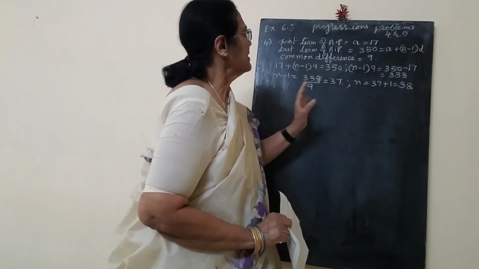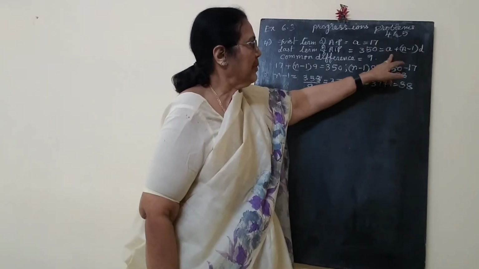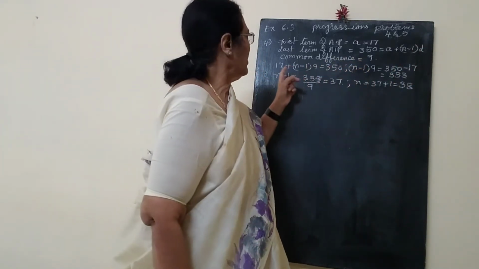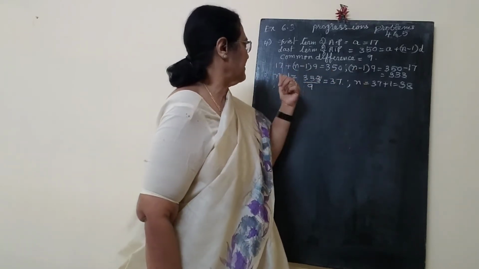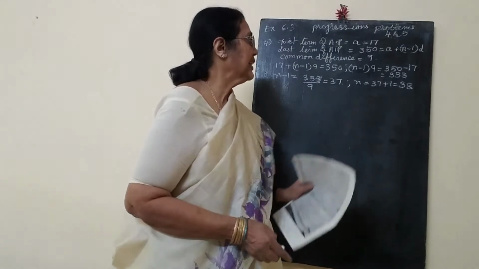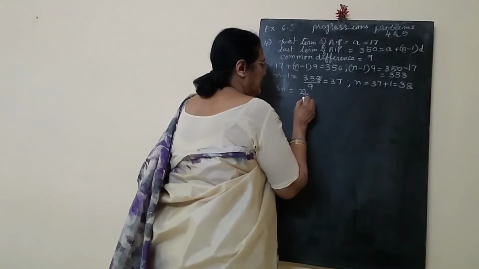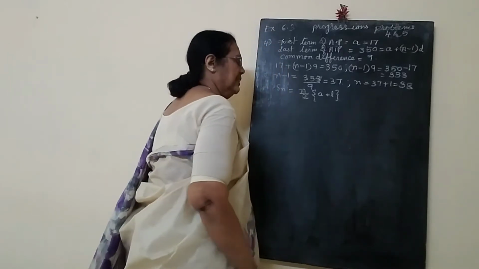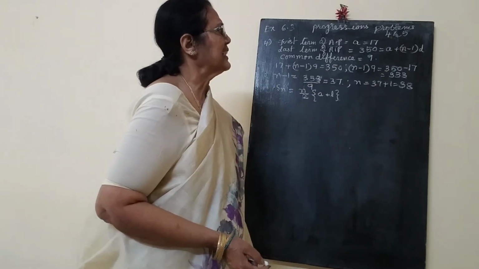Do you understand? The first term is given as 17, the last term of the AP is given as 350. That will always be equal to A plus n minus 1 into D. The common difference is 9. So you substituted 17 and 9 instead of A and D, and you found out n minus 1. Then you found out n, that is the number of terms. And he asked us to find out Sn also. Sn is equal to n by 2 into A plus L. You can change the formula and write n by 2 into 2A plus n minus 1 into D, but the first and last terms are clearly given here.